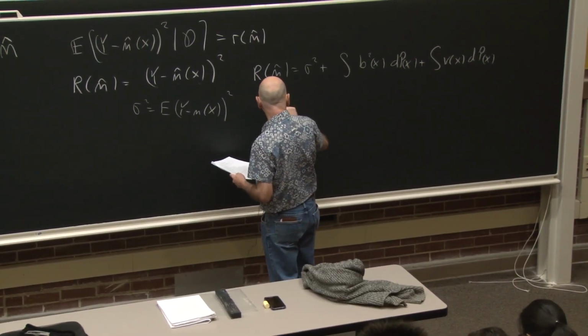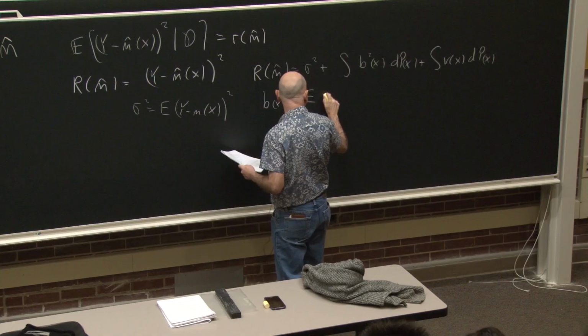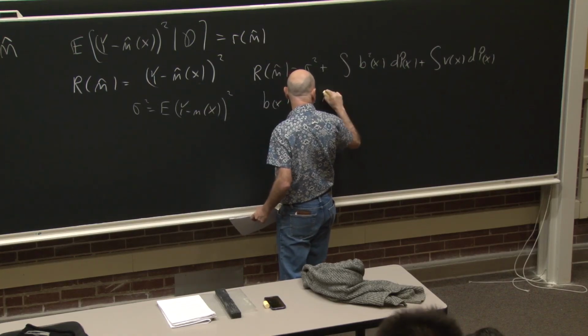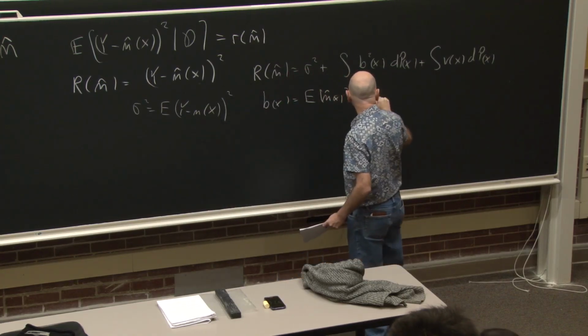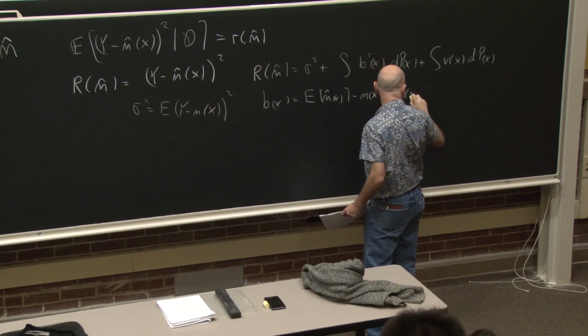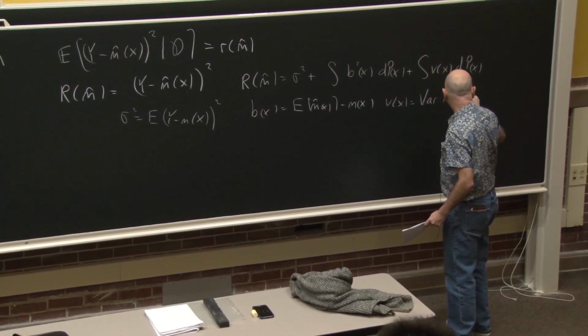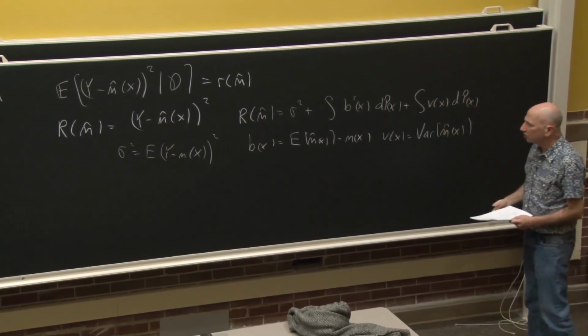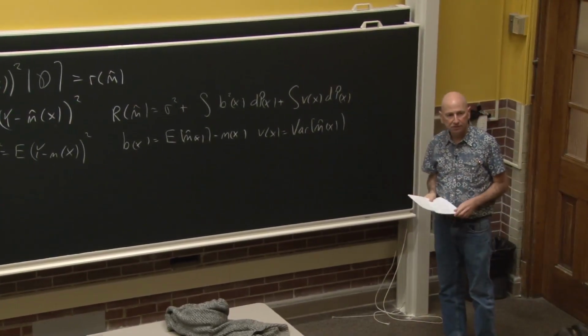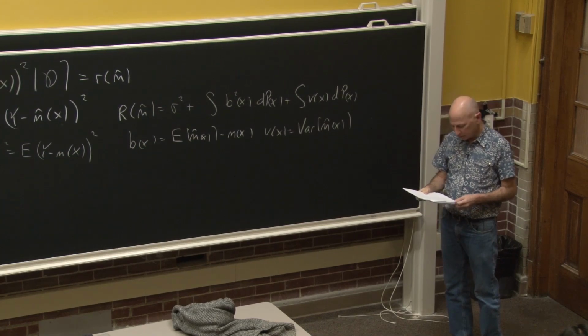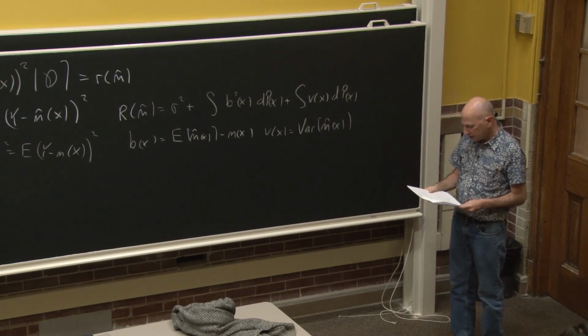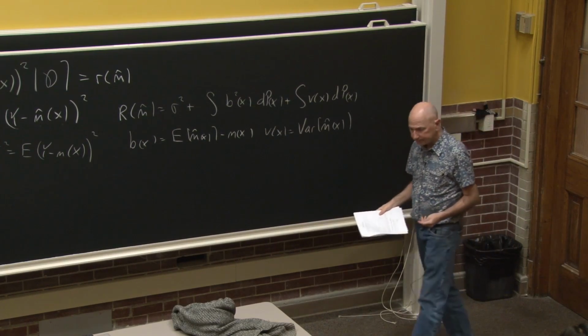So b of x is the expected value of m hat evaluated at x. And v is the variance. So this is stuff you already know. This is just the usual bias variance breakdown. And a lot of what we're going to be doing is talking about trading off the bias and the variance.